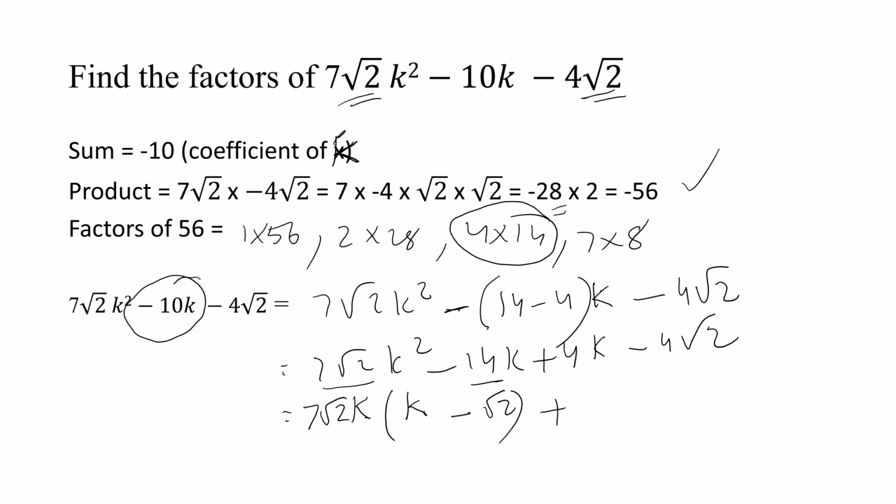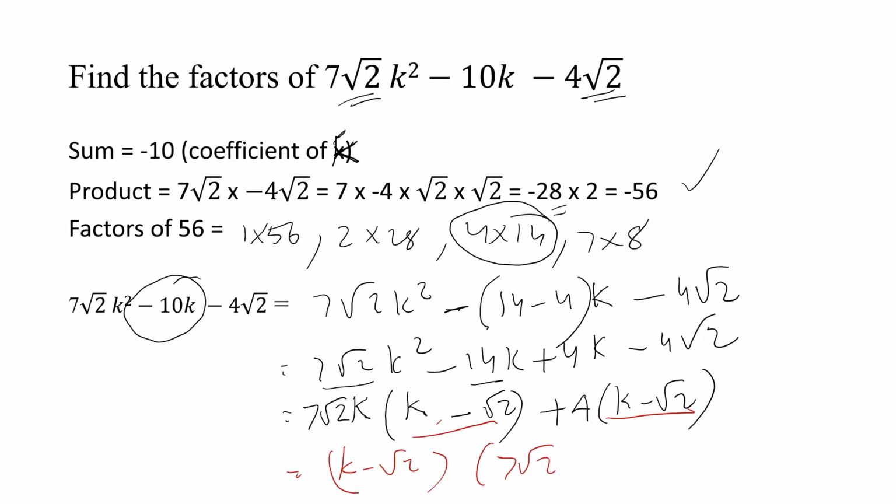Plus. Now from the next two terms, what is common? 4 is common. So k minus root 2 again inside the bracket. So k minus root 2 is common. So we can take outside the bracket k minus root 2 into 7 root 2k plus 4. So these are the factors of 7 root 2 k square minus 10k minus 4 root 2.